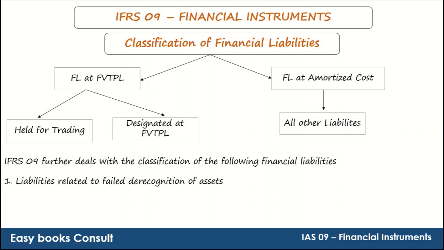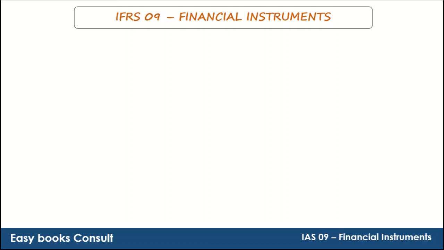it talks about the liabilities that are related to the failed derecognition of assets and the accounting for these assets to the extent of continuing involvements. Then, about the financial guarantee contracts that you issue to someone else, and lastly, about some loan commitments to provide loan at below market rate. So, we have now covered the classification of financial assets and liabilities in short.